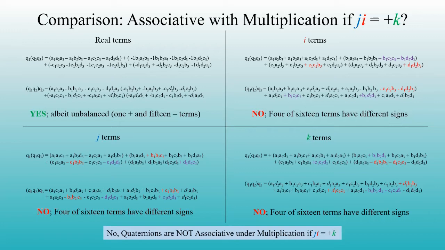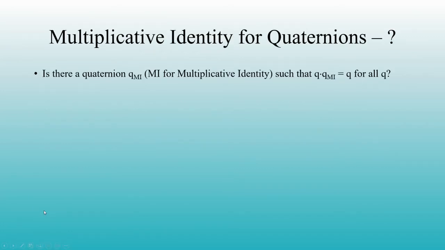The other sets of terms, the i's, the j's, and the k's, are not so well behaved. In each case, 12 of the 16 terms match up, but 4 do not. They have the wrong signs. To be considered associative, all of the terms must be the same. So, the bottom line is that while quaternions may be commutative under multiplication with the anti-cyclic rule JI equals plus K, they would not be associative under these rules. Hold that thought. Okay, we aren't finished yet.